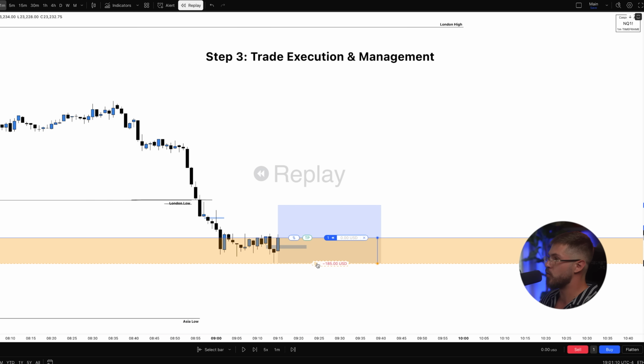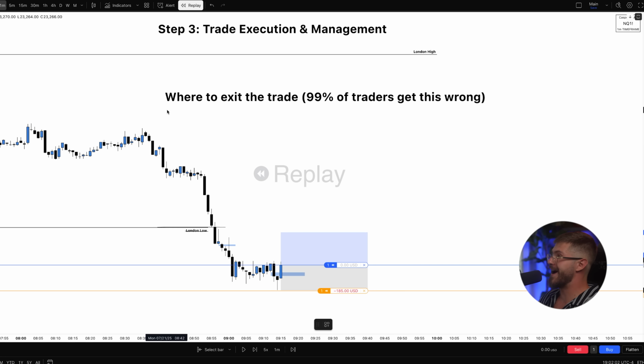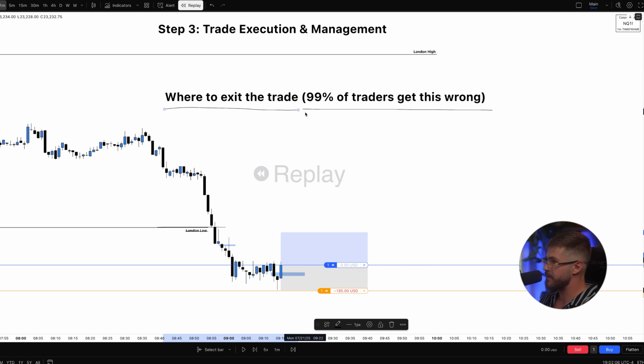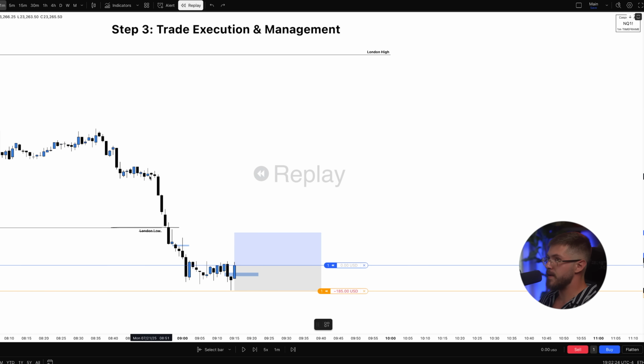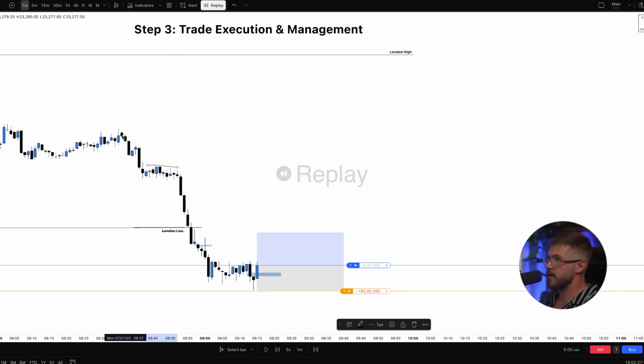Remember, we're doing all of this on the 1-minute time frame. And this brings us to where 99% of traders go completely wrong. Where do we actually exit the trade? Because you can enter trades all day long. If you don't know where to take profit, you'll never make any money. You might be thinking, well, we take profits here, right? Or maybe here, or maybe here, or maybe here.